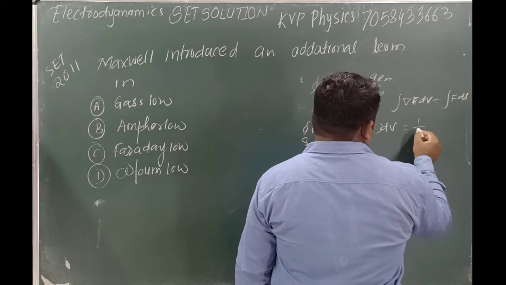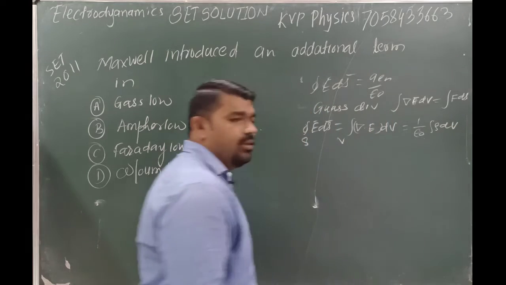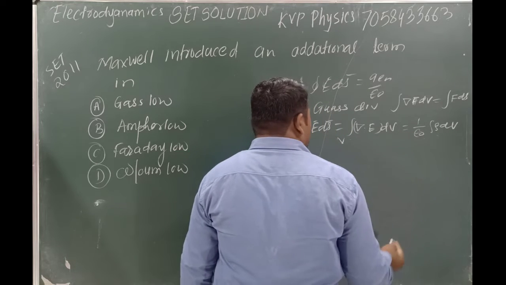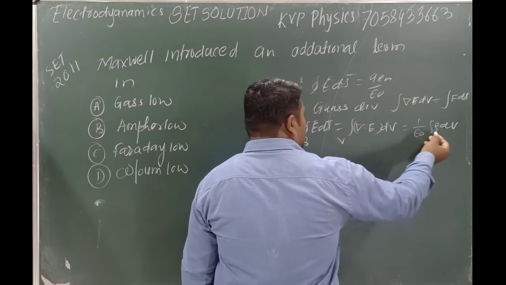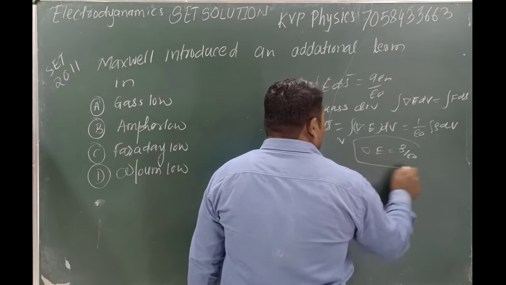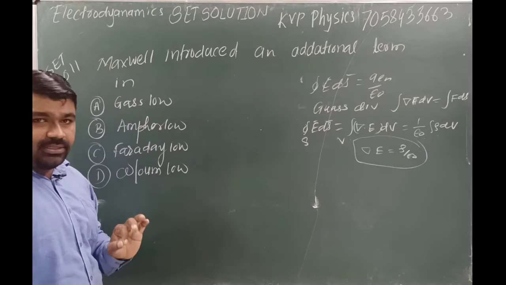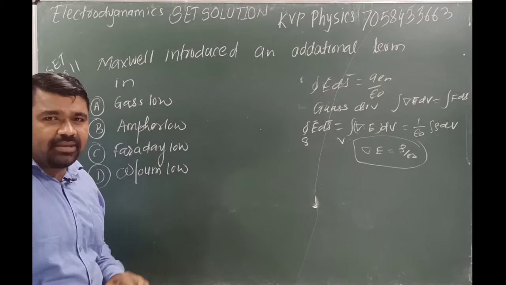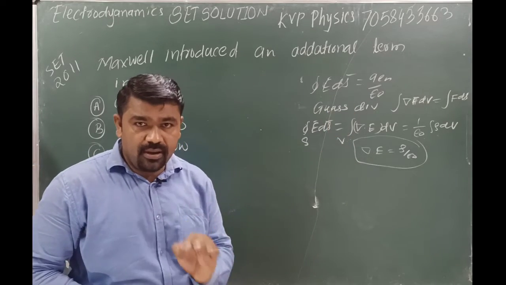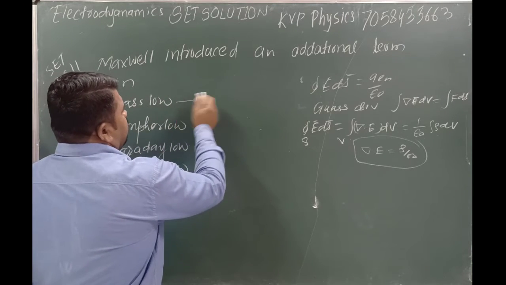Similarly, q enclosed is nothing but integral rho d tau, or dv. Comparing both volume integrals, here del bar dot E bar is equal to how much? Rho by epsilon naught. Means the first Maxwell equation is getting from which law? Gauss law. The first Maxwell equation comes from Gauss law.